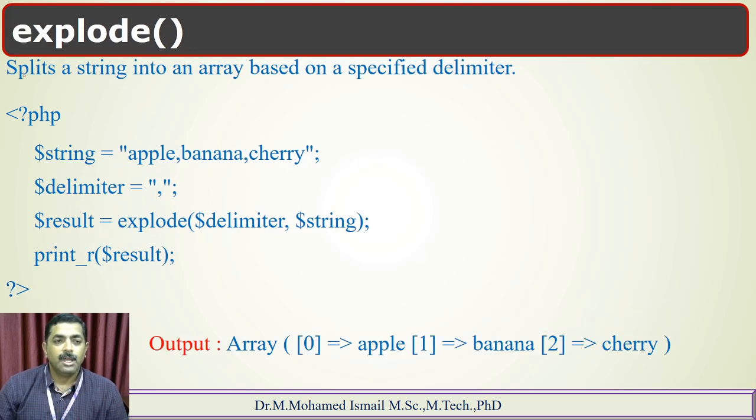Similarly, explode splits a string into an array based on a specific delimiter. So the string is apple, banana, cherry, which I have taken. The delimiter is a comma. The result is explode, delimiter, string. So this string will be converted into an array: 0th index apple, first index banana, second index cherry.